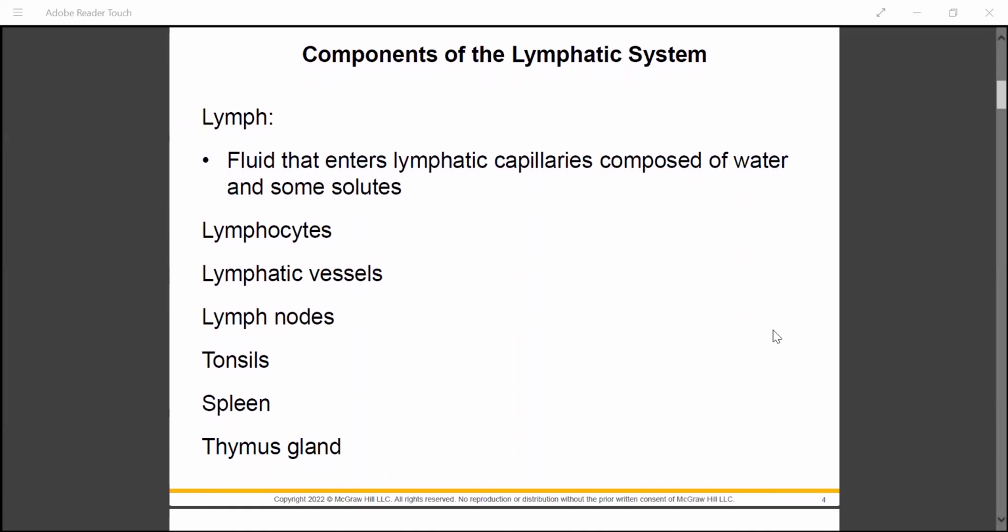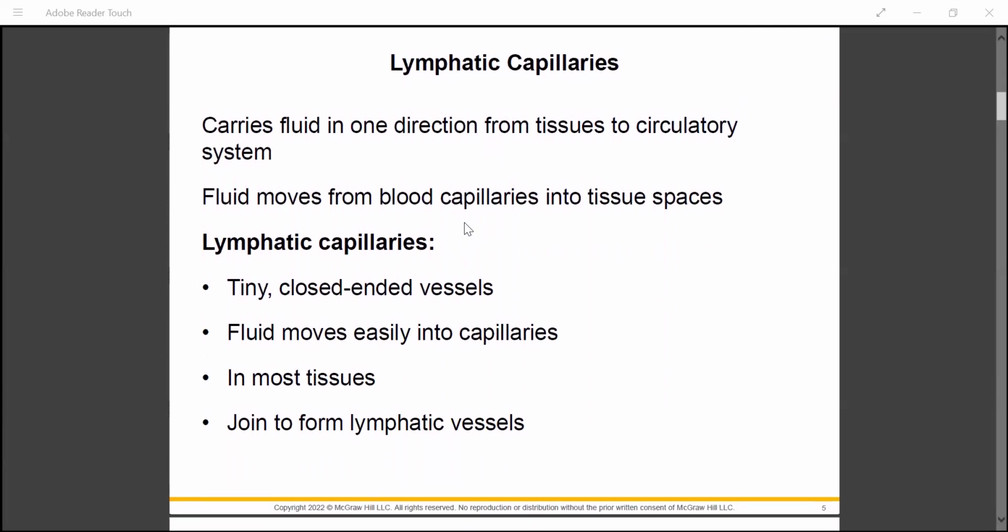So we're going to go through the components of our system here. So the lymph itself is the name for the fluid that enters via our lymphatic capillaries. It's composed primarily of water and some solutes. So more or less, this is kind of the plasma portion of blood once it enters our lymphatic system. So our lymphatic capillaries are what actually uptake that fluid. So we have lymphatic capillaries intertwined in the capillary beds where we have our arterioles and venules meeting down at the tissue level. And so some of that plasma or fluid that doesn't make it back into our venules is going to be uptaken by the lymphatic capillaries.